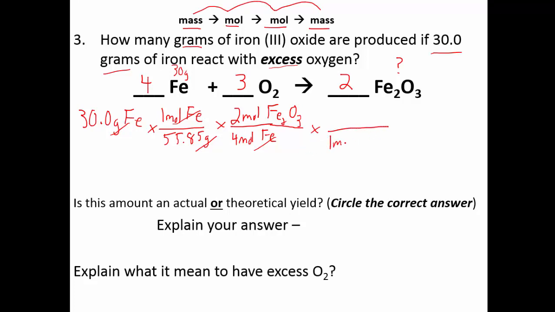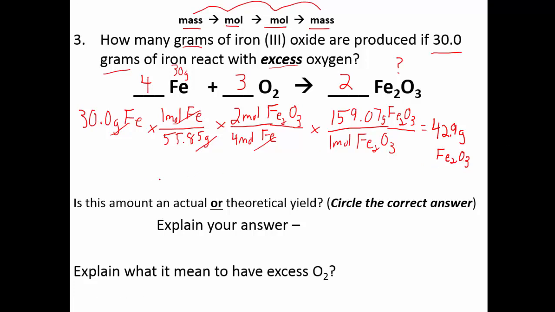1 mole of iron oxide is going to be equal to 159.07 grams of iron oxide. In the end, numbers on top are multiplied, and then afterwards divided by the numbers on the bottom. In the end, we get about 42.9 grams of iron oxide. So this would be our mass, mole, mass problem.